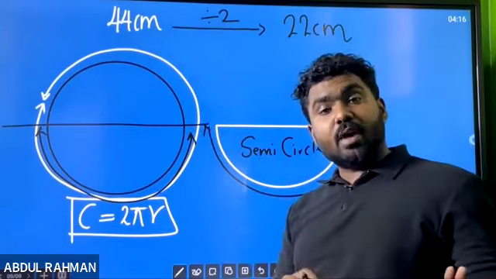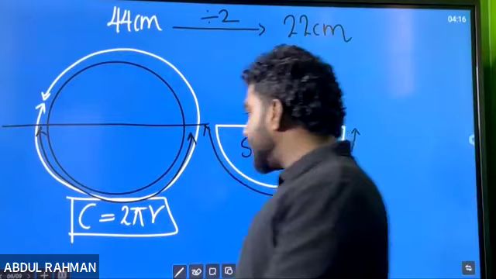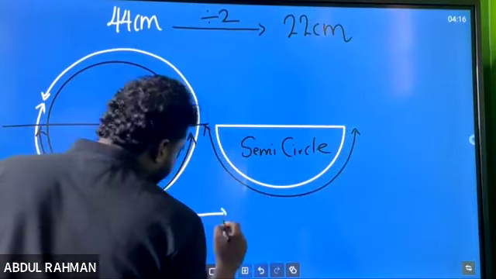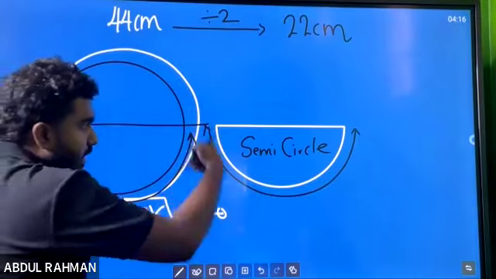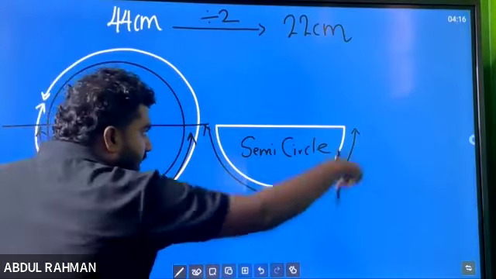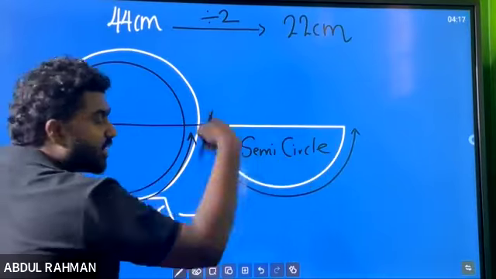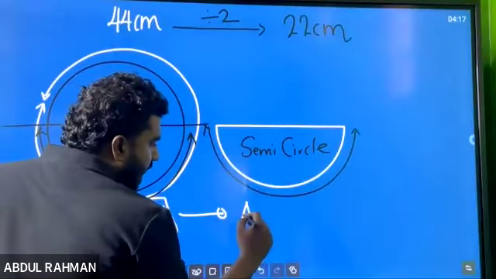This is in terms of values. Now I'm saying, if C equals 2 pi r, the curve length, the arc length of the semicircle will be, I'm writing arc length.